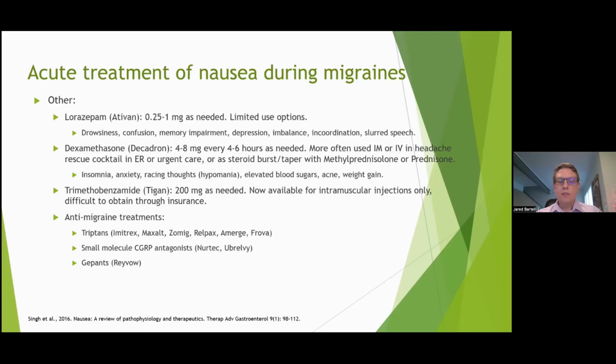And then there's this class of medicines, which for now only contains Reyvow, or lasmiditan. This is another good one that can help to stop headaches. It doesn't cause the same blood vessel constriction that the triptans do, but it's otherwise kind of a similar medicine. This one can cause a lot of sleepiness, and you can't drive for 8 hours after taking it, but it can be very effective for migraine and nausea associated with migraine. But it's indicated for migraine rather than the nausea part.